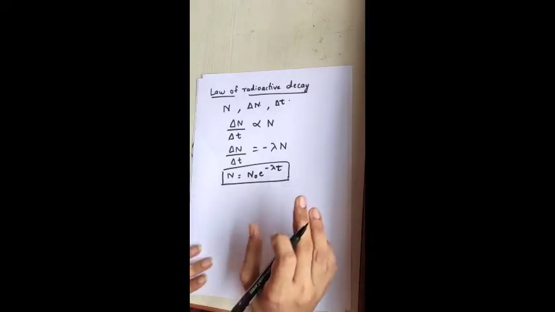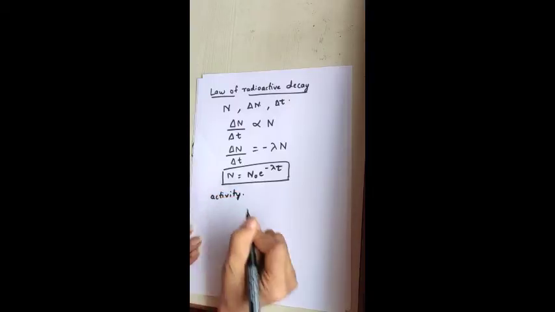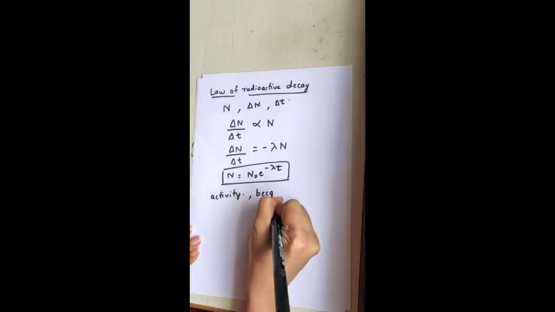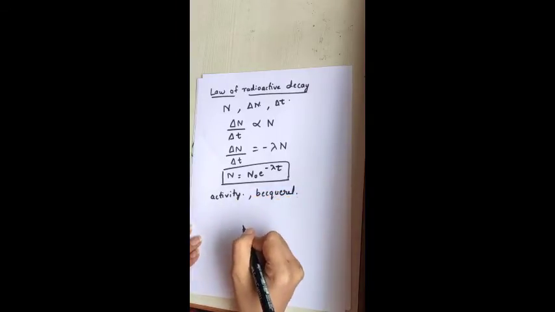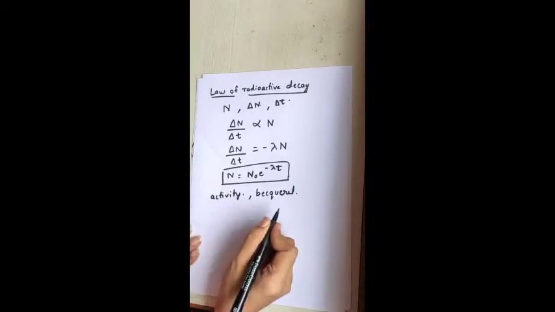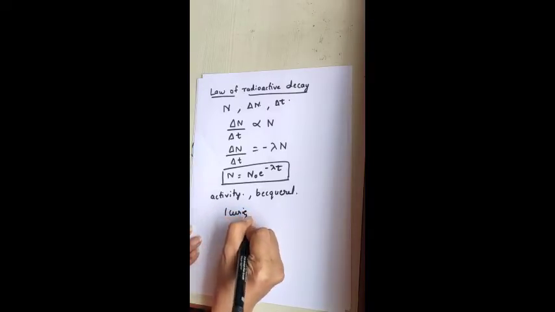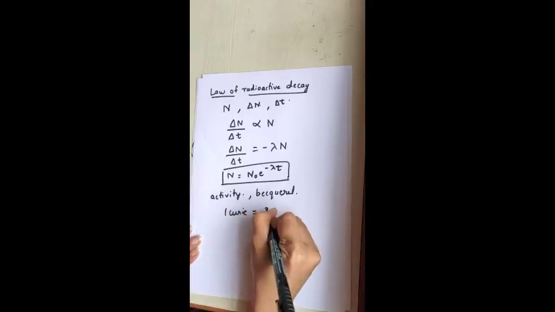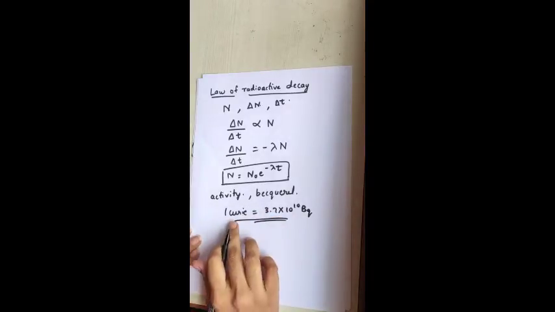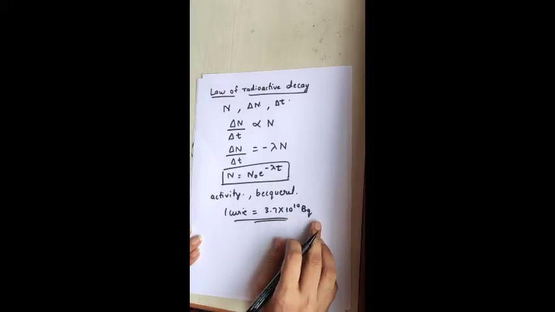Now, this decay rate of the sample is also called activity. The SI unit of activity is the becquerel, named after Henri Becquerel who discovered radioactivity. So 1 becquerel means 1 disintegration per second. It is also expressed in terms of the curie. 1 curie equals 3.7 into 10 power 10 becquerel. That is the relation between curie and becquerel.